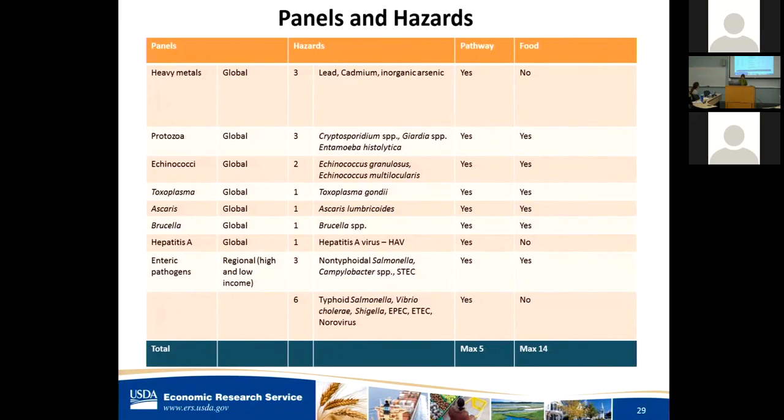So we ended up having panels that were global in scope, and people were allowed to bow out of responding for regions where they didn't feel they had adequate expertise. The only exception to that was for enteric pathogens, where water and sanitation conditions play such a major role and are so different between developing and high-income countries that we had two separate panels, one for high-income countries, another for developing countries.